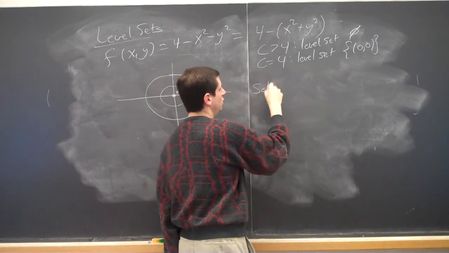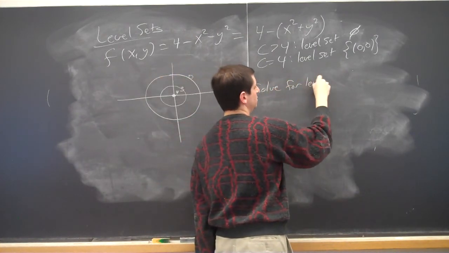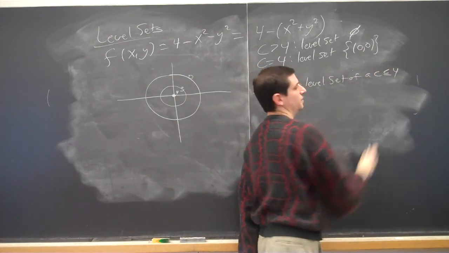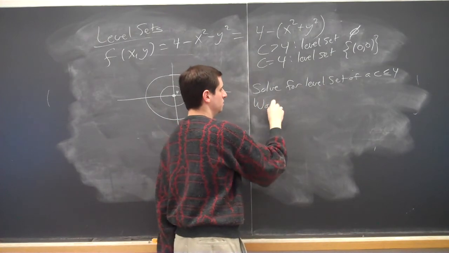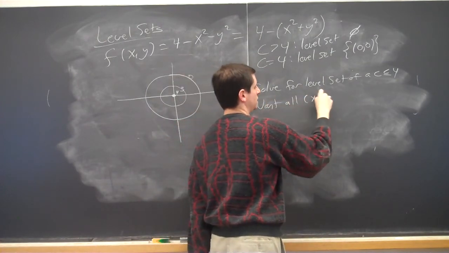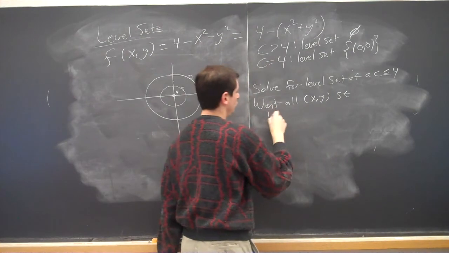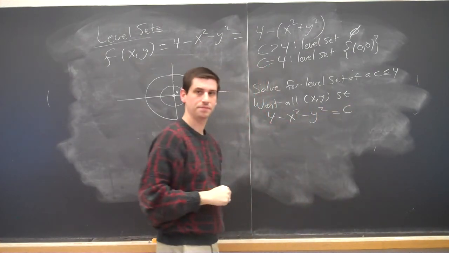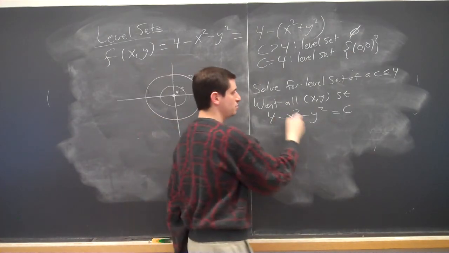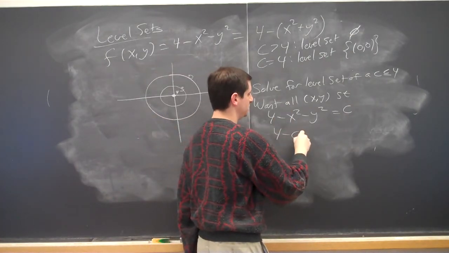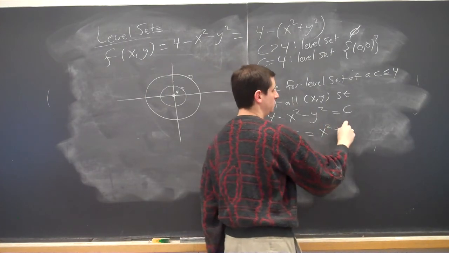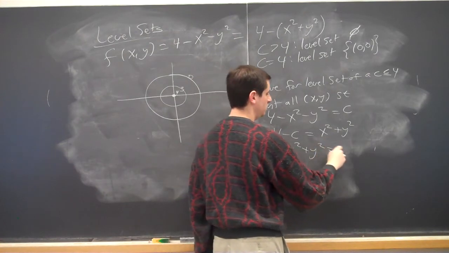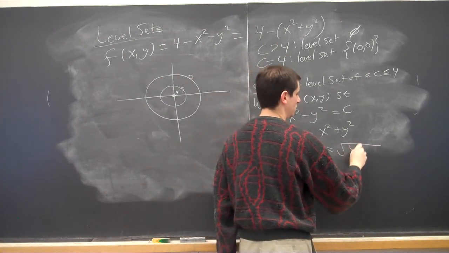So, solve for the level set for c less than or equal to 4. We want all x and y such that 4 minus x squared minus y squared equals c. Well, this is the same, just moving things around, as 4 minus c equals x squared plus y squared, or x squared plus y squared is 4 minus c.